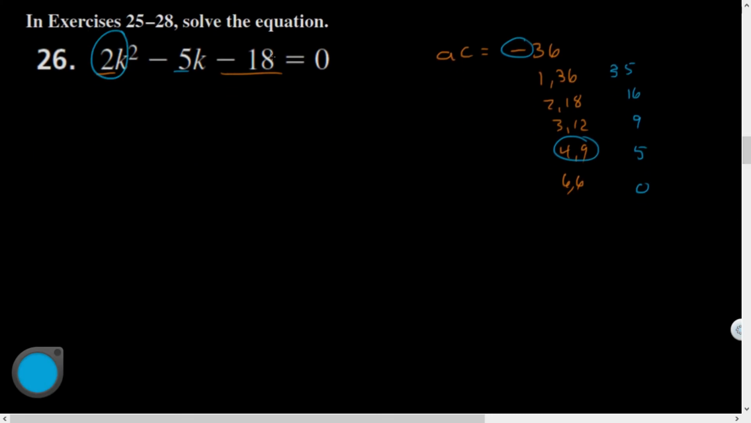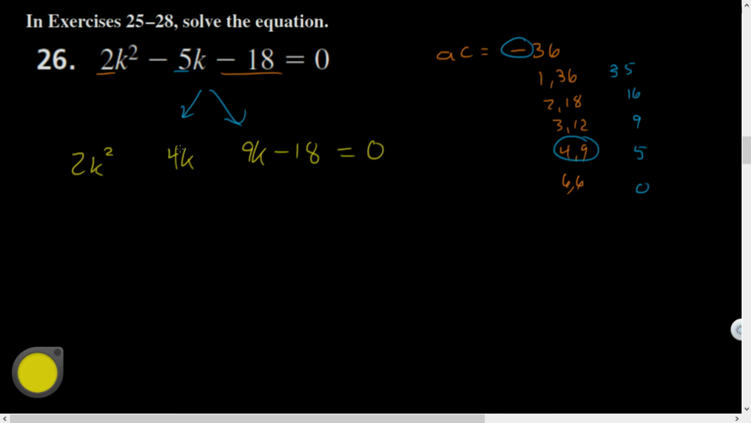Yeah, and if these were 6s instead of 2 and 18, well, there you go. Let's see, split the b term into 2 like terms. So I'll have 2k squared. 4k splits into 4k and 9k, right? The coefficients of these two terms are literally these numbers. That's what I do with those numbers. Minus 18 equals 0 still there. Don't forget your equals 0.